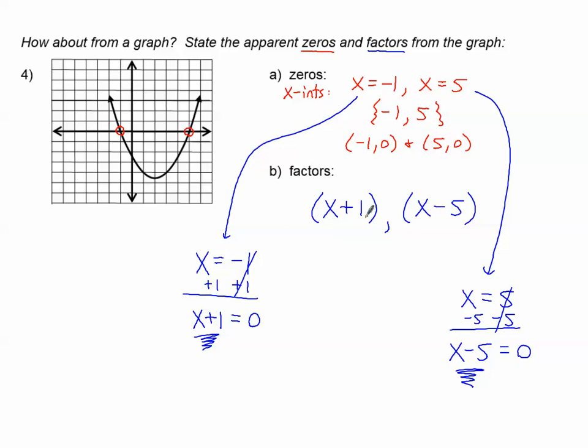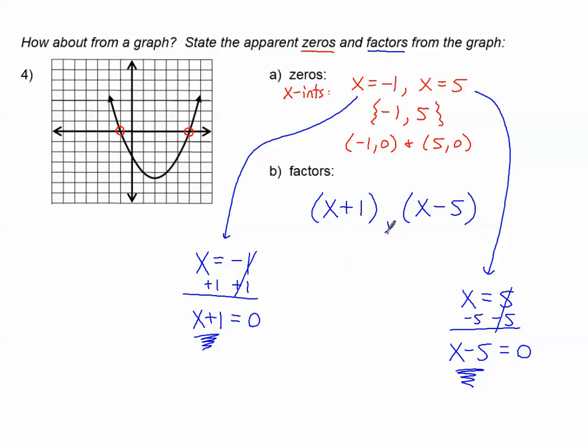Remember that factors will deal with the opposite symbol as the number that is the 0. So if the 0 is a negative, you're going to see a plus sign in its factor. And if the 0 is a positive, then you're going to see a minus sign in its factor. So that's pretty simple. When you're looking for zeros, you're finding the two numbers that are the x-intercepts. And when you're looking for the factors, find the zeros first and then convert them into factors. Those are the things with parentheses.